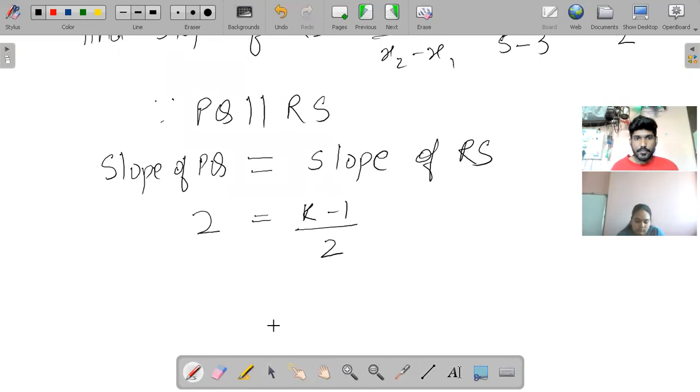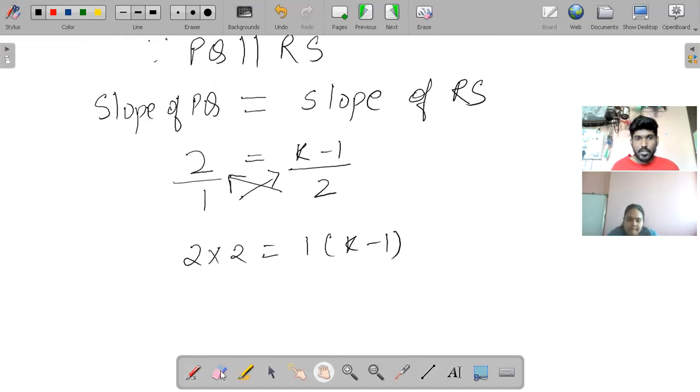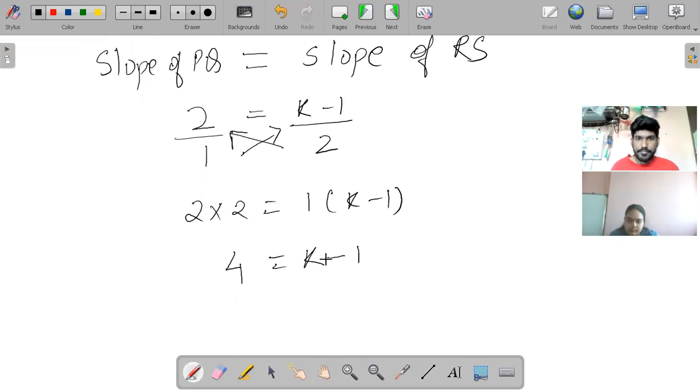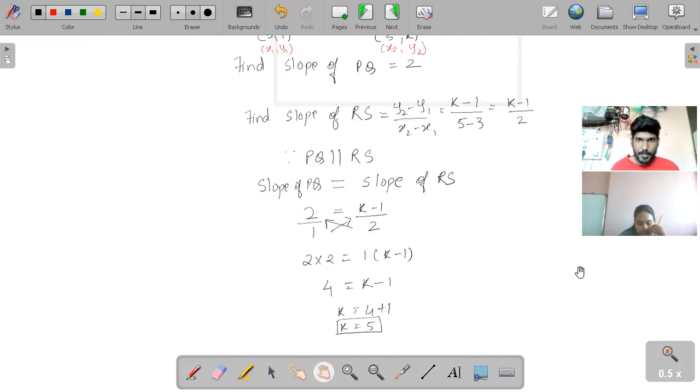Now what you'll do here? Do cross multiplication. So here 2 upon 1. So 2 into 2 is equal to 1 into k minus 1. So 2 into 2 is 4, and 1 multiplied by k minus 1 is k minus 1. Now k equals 4 plus 1, so k is equal to 5. This is the value of k. Okay, so you can write the remaining part.